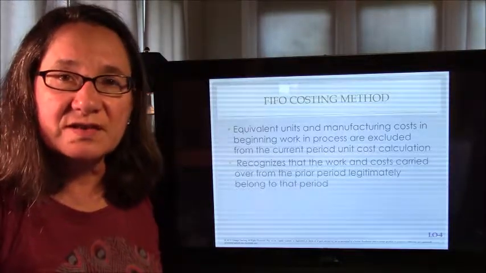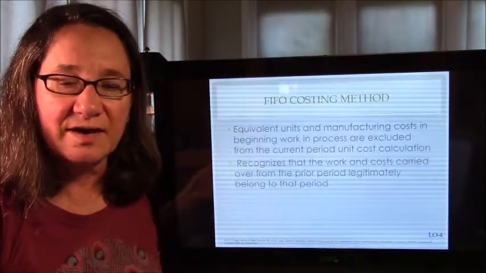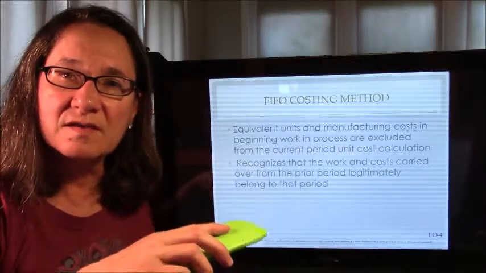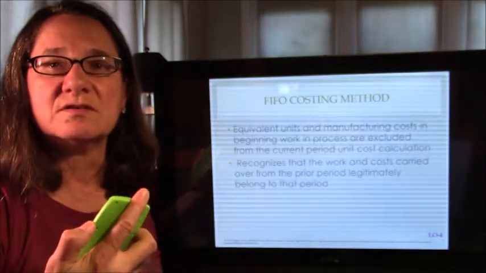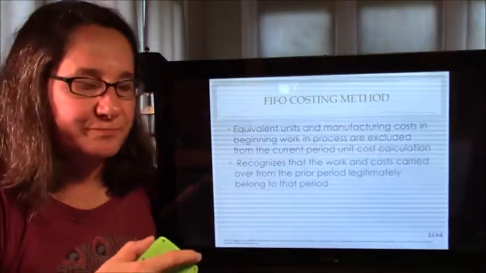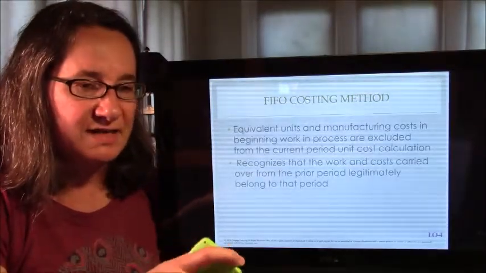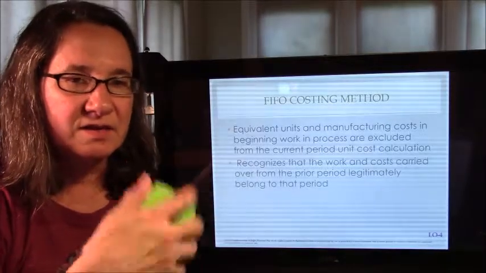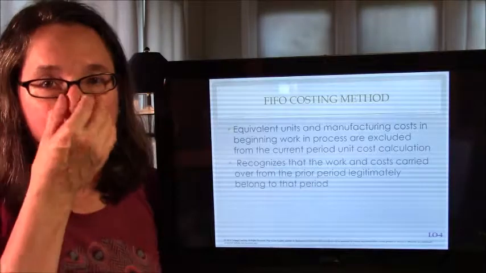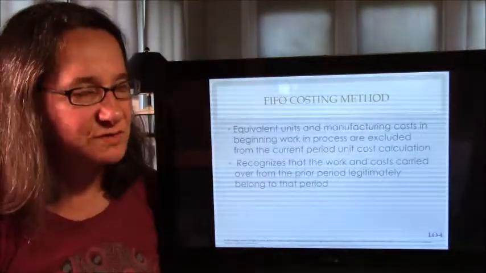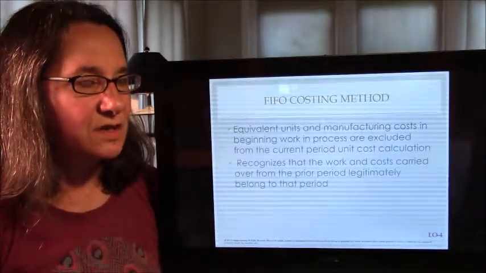We cost it with the assumption that the first one in is the first one out, which means all the work in process, let's say you're doing your inventory every month. Whatever's in the work in process at the beginning of the month, you assume came out sometime during the month, and then anything else came in after that. So the first stuff in came out first.